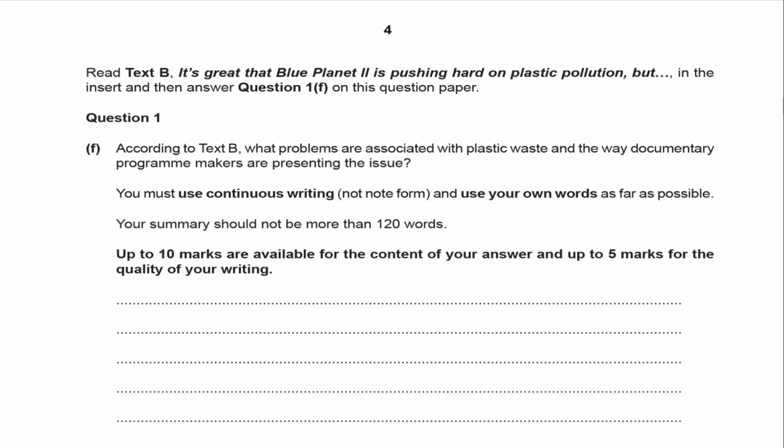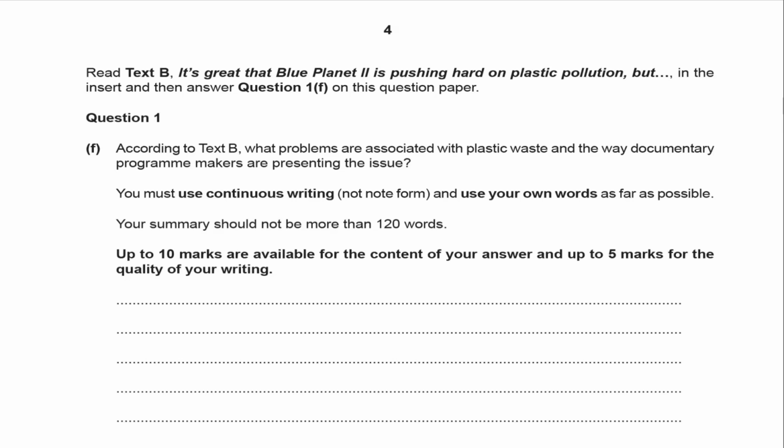First of all, you need to read the question carefully. You need to know what you are focusing on. So this particular question says, what problems are associated with plastic waste and the way documentary program makers are presenting the issue? So make sure that you pull out any key words. Sometimes question 1F will ask you to summarize 2 strands, 2 separate things. It will use that conjunction, and you are welcome to write 2 separate paragraphs if that helps you, or 1 paragraph. That's completely up to you. You are not going to lose any marks.